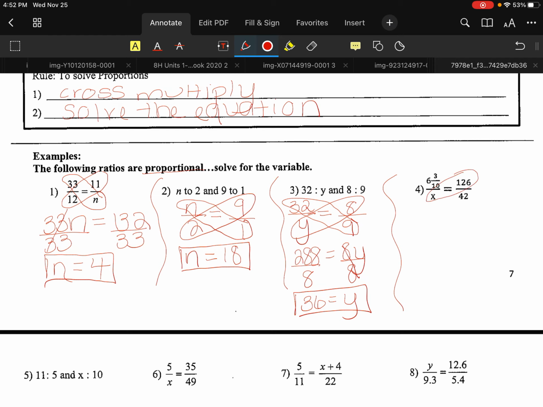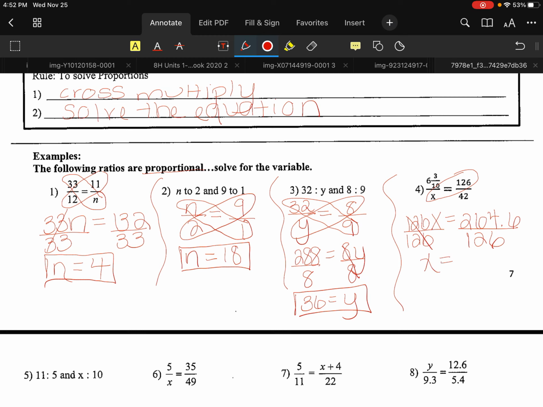So cross multiply. 126 times x is 126x. 6 3/10 times 42. Okay, so some of you might have 264.6. Some of you might have 1,323 over 5. Some of you might have the mixed number. I'm going to use the decimal here, 264.6. Either way, no matter what form you put there, you're going to still have to divide both sides by 126.